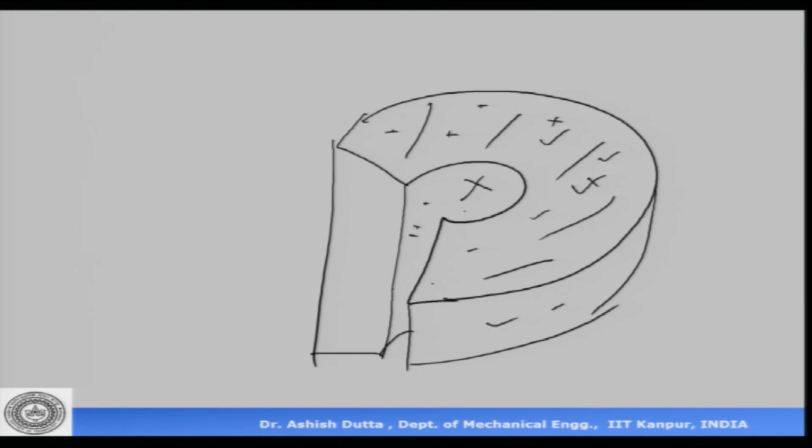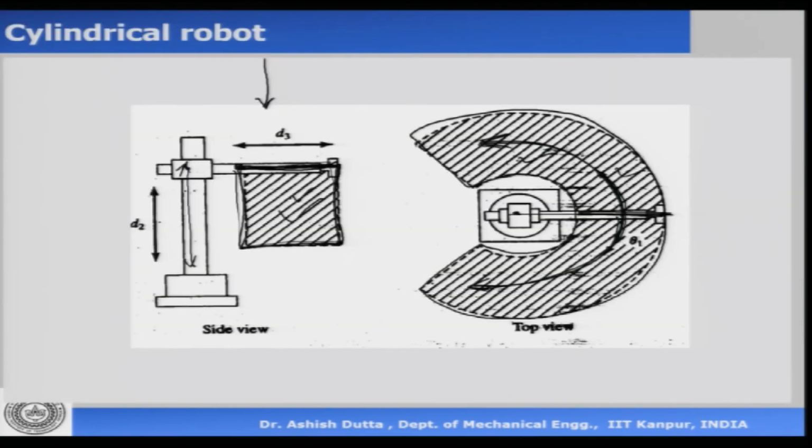So, it is very important to know the shape of the work volume, and again here the robot has two prismatic joints and one revolute joint. So, this is called a 2P 1R robot. This also has 3 degrees of freedom.